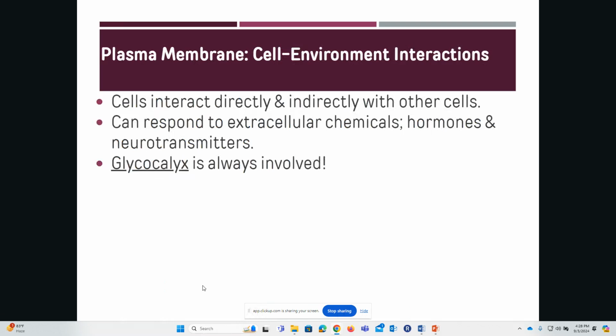So next we're going to go back to the plasma membrane and start to look at cell-environment interactions among the plasma membrane now that we know a little bit more about what it can do. So get your plasma membrane hats on so we can talk more about what it looks like, how it interacts with other cells, how it can respond, and the glycocalyx is going to be a huge part of that. It's always involved in these environmental interactions.